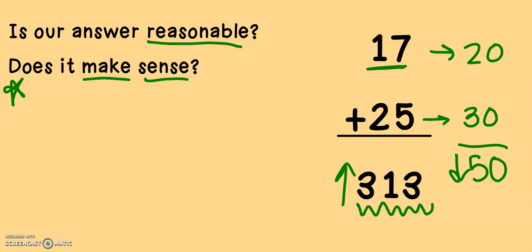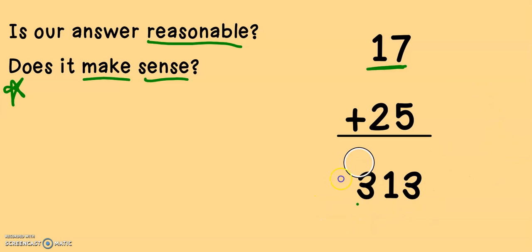So if I look at that and think to myself, are these numbers kind of close? The answer is no. My answer of 313 does not make sense. Sometimes when I add, I want to look at my answer and ask myself, does this make sense? Is this answer reasonable, or do I need to go back and check my work again? Let's take a look at some problems to practice asking ourselves this question.